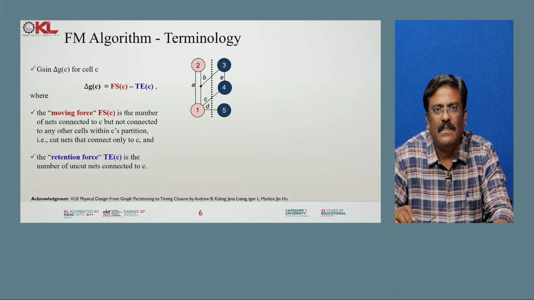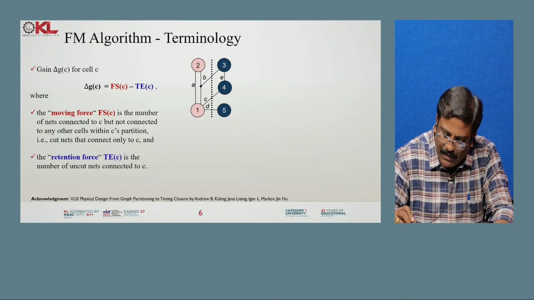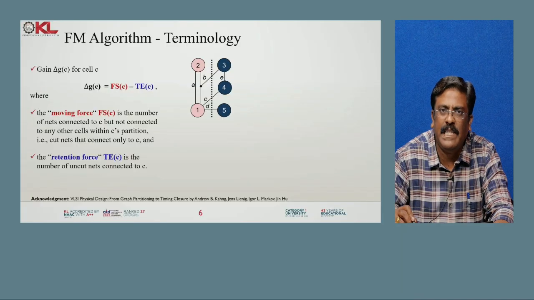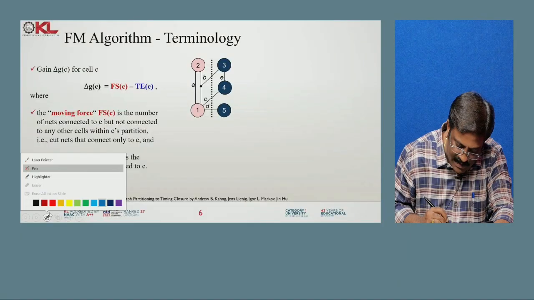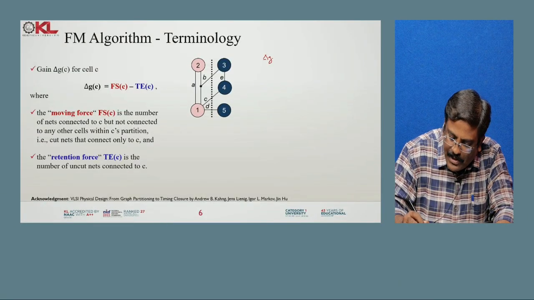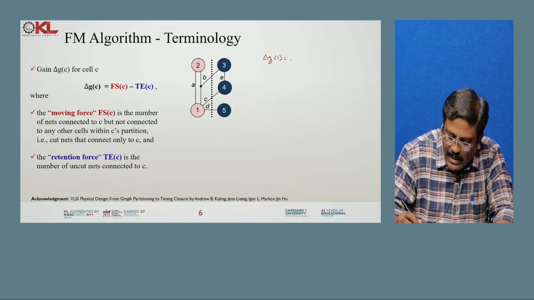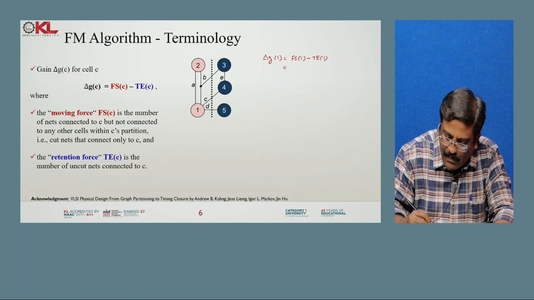So let's see the same graph we take into account, and over here we try to estimate what is the del G value of every cell. Let me try to estimate over here. Let's say for example del G of 1, let me try to calculate. The del G of 1 talks about your Fs of 1 minus T of 1, we can say. So what is your Fs of 1 value for your 1 over here?